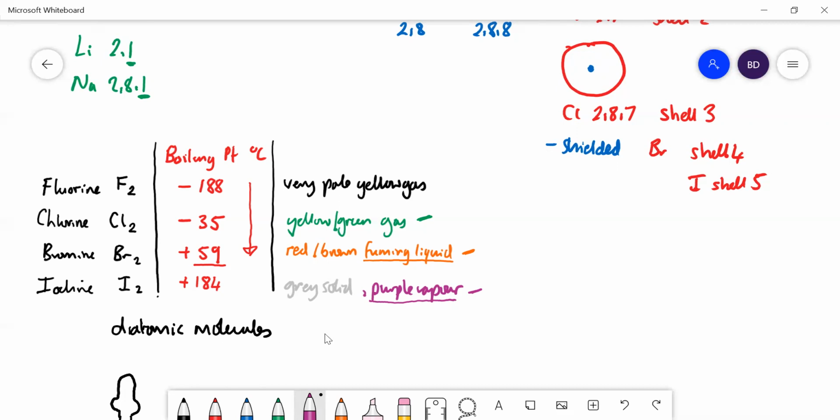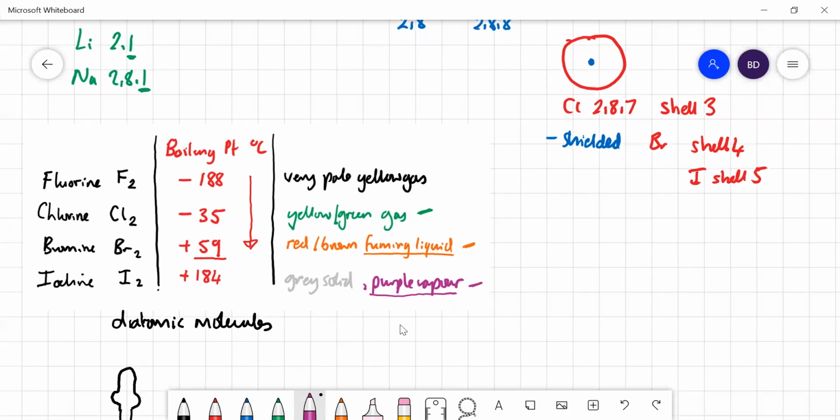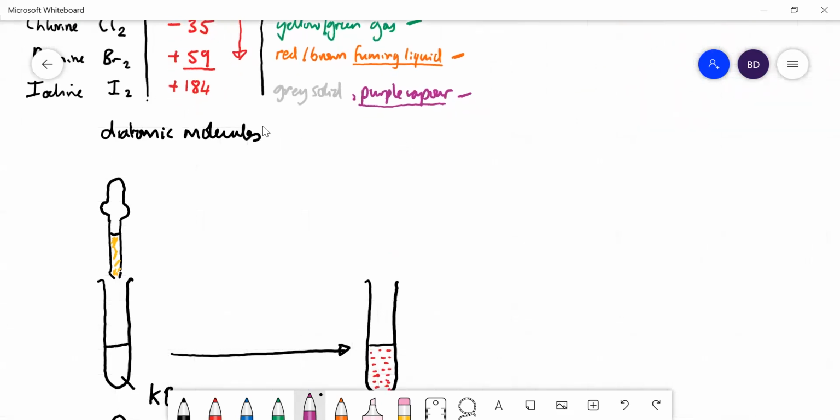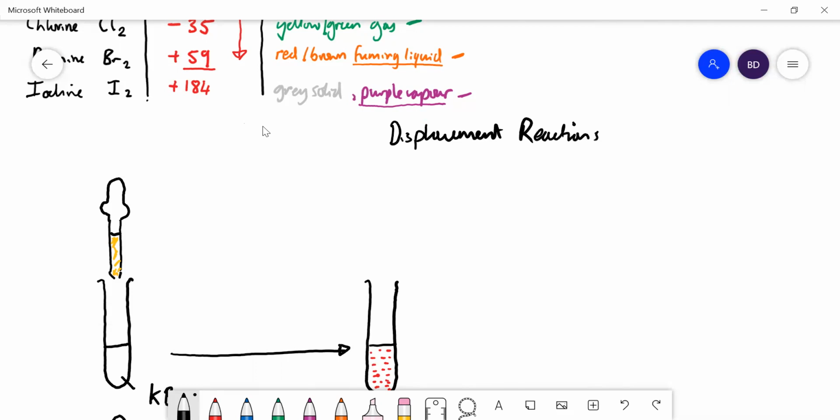Right, now let's look at the reactivity of the halogens. They undergo displacement reactions. We've probably come across metal displacement reactions already, so it's a similar idea.